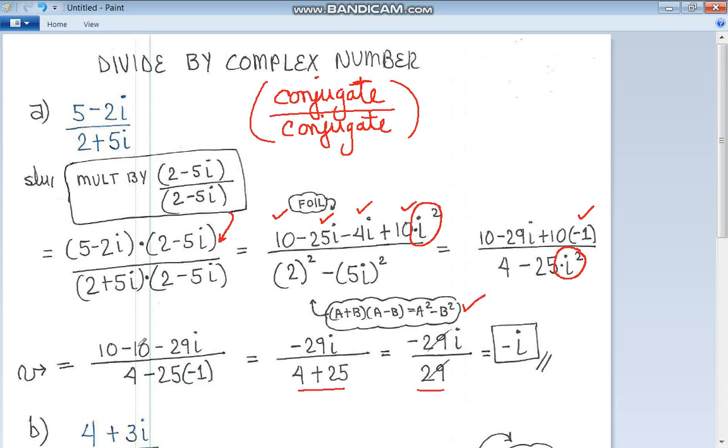What do I get on the top? 10 minus 10, they cancel, minus 29i. I can factor and cancel. I can just cancel a factor of 29 on the top and bottom, and the answer is -i.